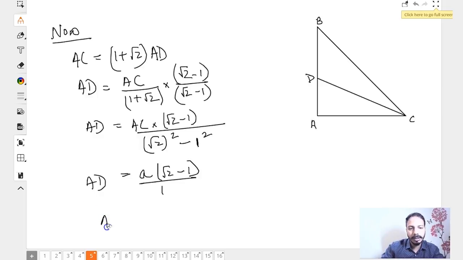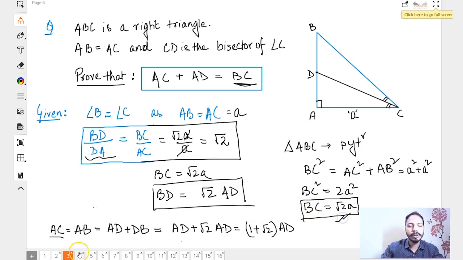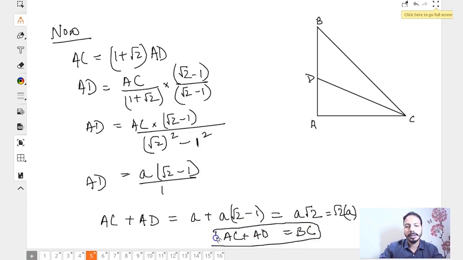So now simply AC plus AD can be written as A plus A root 2 minus 1. And from here this A will get cancelled and I will ultimately have A root 2 or root 2A, right? So root 2 times of A. And we know that root 2 times of A is also BC. So I can say this is equal to BC. Okay? So done. So we have now proved that AC plus AD is equal to BC.